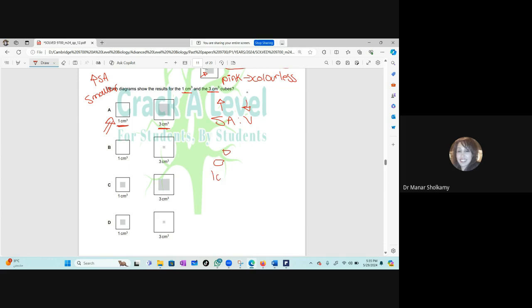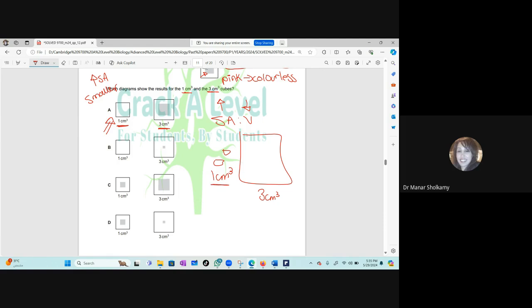Now compare the 1 centimeter cube in terms of volume. It has a small volume, and this 3 centimeter cube has a bigger volume, but also a smaller surface area in relation to volume. If you have a smaller volume, you will have a larger surface area in relation to volume.